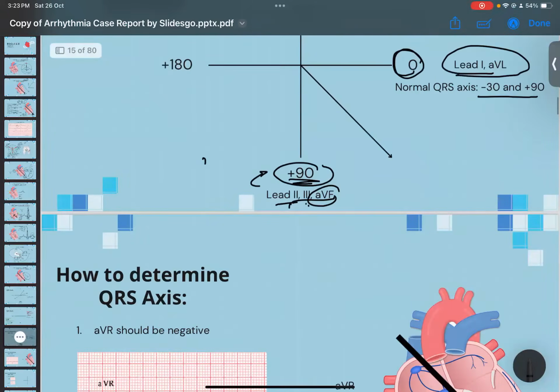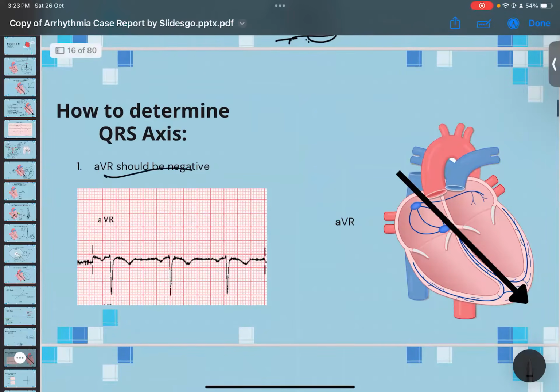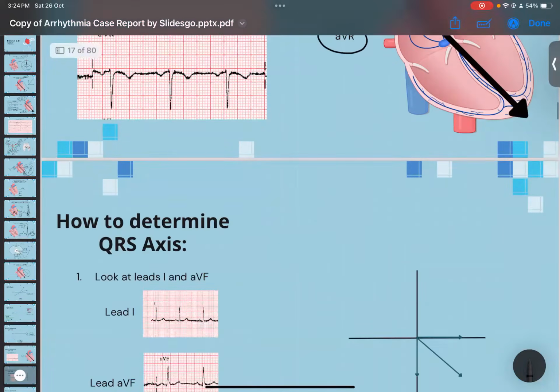So first things first, you want to check if AVR is negative. AVR always has to be negative, because if it is not negative, then there's probably a defect in how you placed the leads, okay? Obviously, AVR will have to be negative because your summation vector is going directly opposite from it. And in case it's positive, then that definitely indicates that there is some sort of abnormality in the placement of the leads, okay? So yeah.